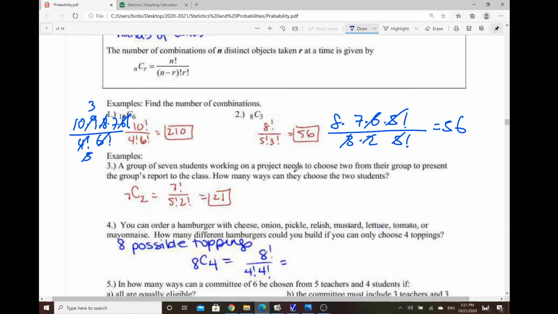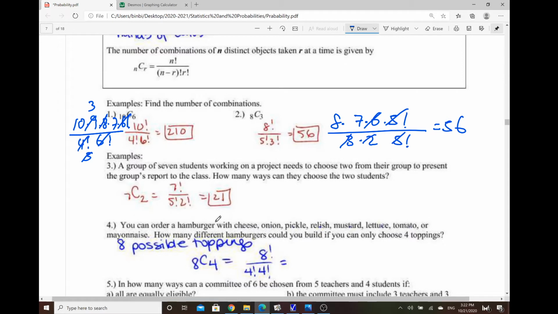So let's take a look at some of the word problems here. A group of 7 students is working on projects. They need to choose 2 from their group to present the group report to the class. How many ways can they choose the 2 students? So 7 choose 2. So 7 factorial over the quantity of 5 factorial, 2 factorial. So it's 21.